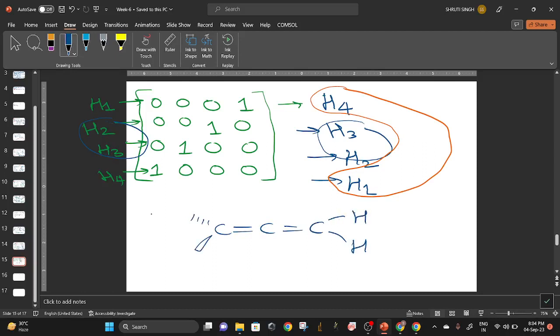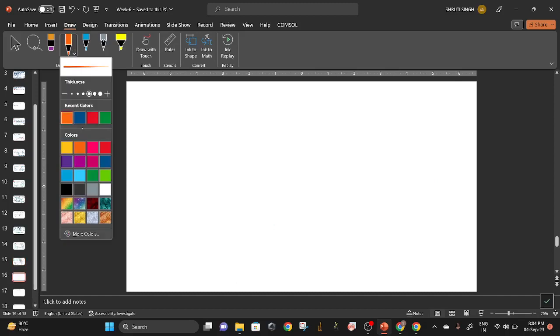See, I'm fixing H1 every time here. H1 is getting changed with H4, so H4 must be here. 2 and 3 are getting changed, so this is 2 or this is 3, or this is 3, this is 2. So this matrix is possible. This is a possible transformation matrix. Now let's see the last matrix.